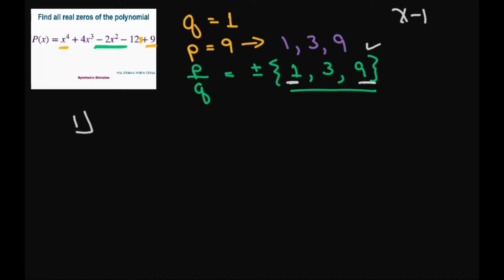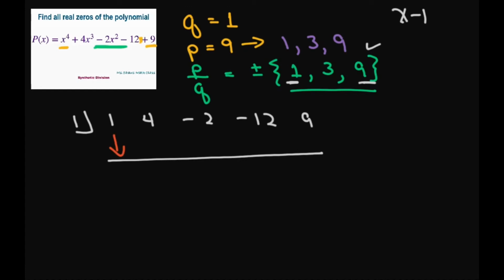All right, and then we write down our coefficients, which are going to be 1, 4, negative 2, negative 12, and 9. And then what we're going to do is bring down the 1, and then you multiply and add. 4 plus 1, multiply and add. Negative 2 plus 5 is 3. Then you keep multiplying by this 1 and you get 3. So when you add, you get negative 9. When you multiply 1 times negative 9, you get negative 9, and you get 0. That means 1 is a real solution.